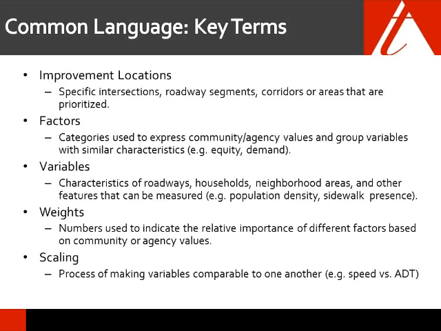And then finally, the process of scaling. It's making variables comparable to one another. So bringing speed, which is measured in small increments, 10, 20, 30 miles per hour, and something like APT, which might be measured in thousands, into a common scale so that they can be compared.